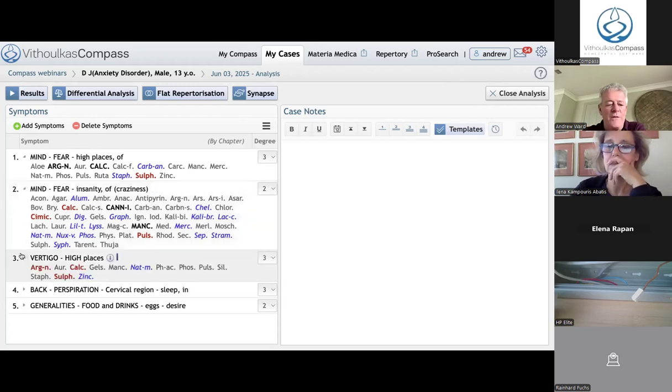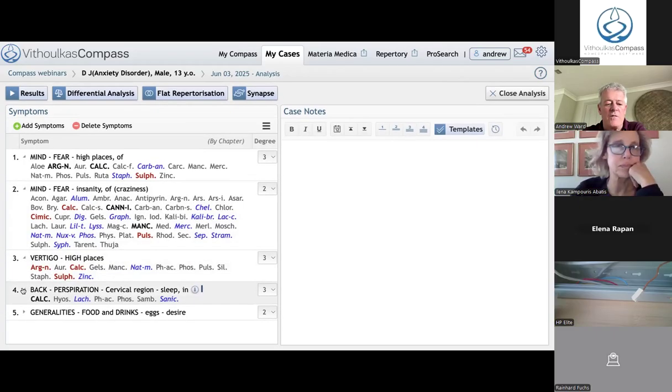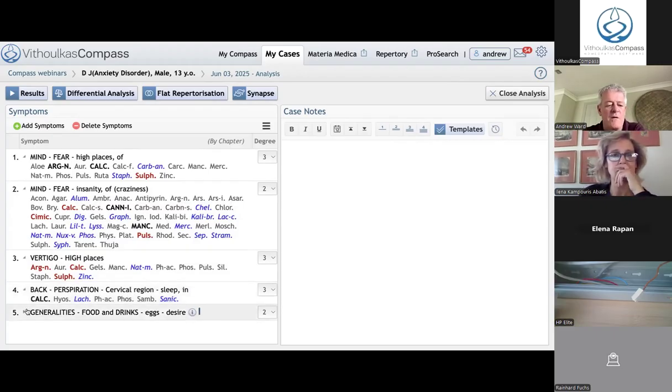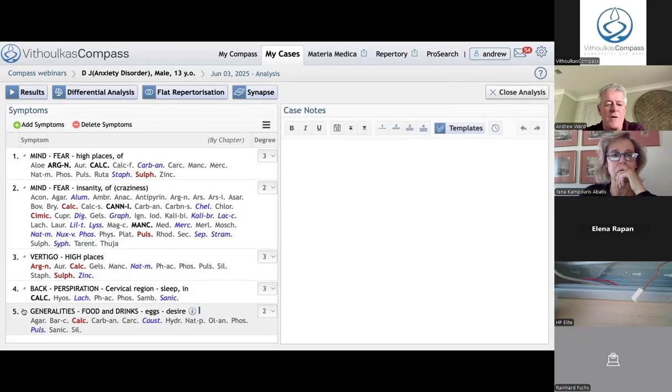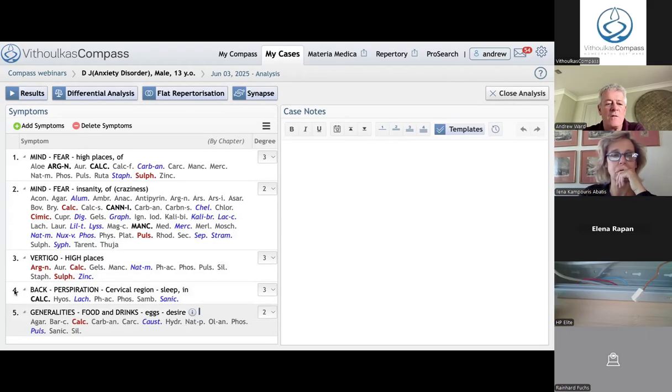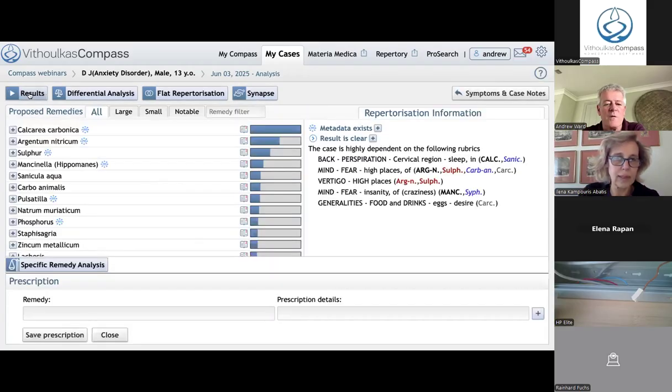Vertigo, high places. As we know, the classic keynotes of sweating, perspiration, sweating in sleep on the neck and head is also Calcarea. There's love of eggs. So we have a very, very clear picture when we look at this. We see Calcarea is clearly indicated.